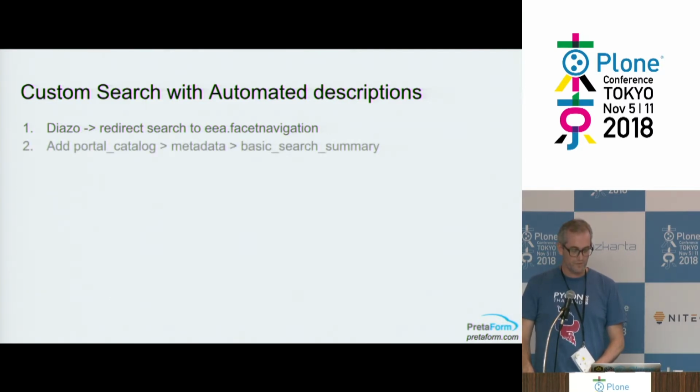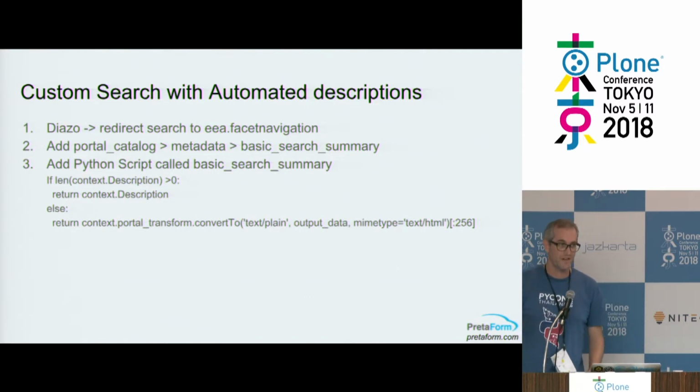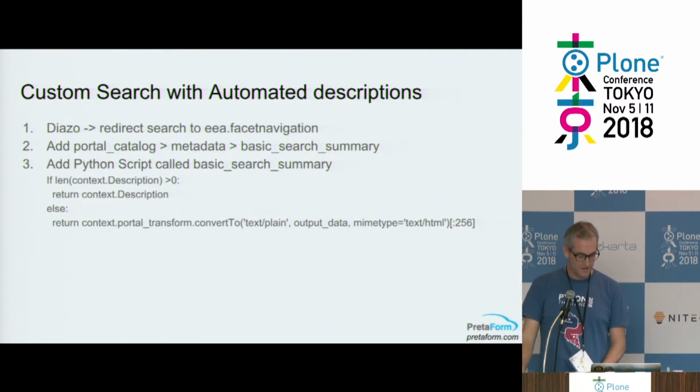So then what we do is we add our own metadata thing called basic search summary. Not a lot of people know that you can have metadata or indexes in the catalog and then just create a Python script with the same name, and through the magic of acquisition suddenly you can have custom indexes running custom Python code. We're going to get rid of acquisition, so we need to find a better way of doing this. This sucks, kind of doing it this way, but it's a nice get out of jail free card, right?